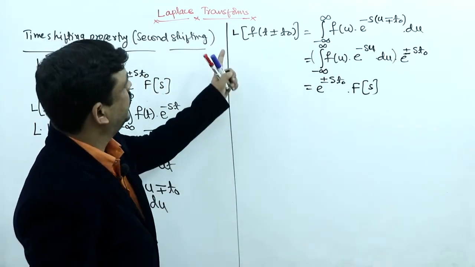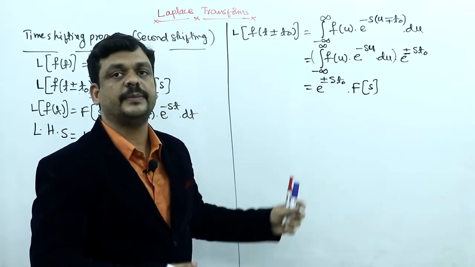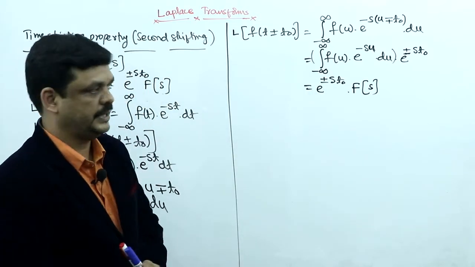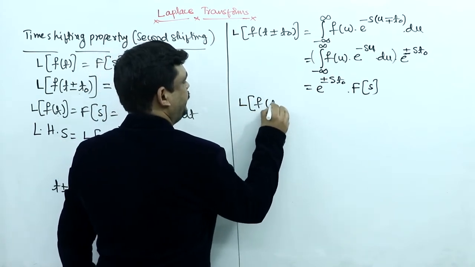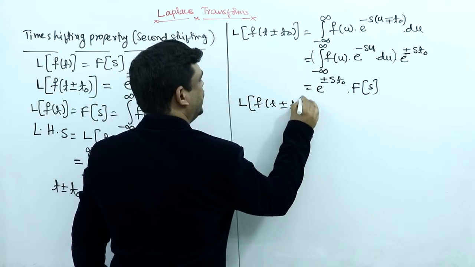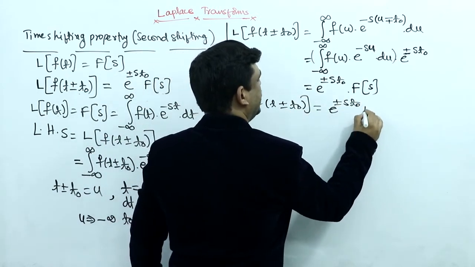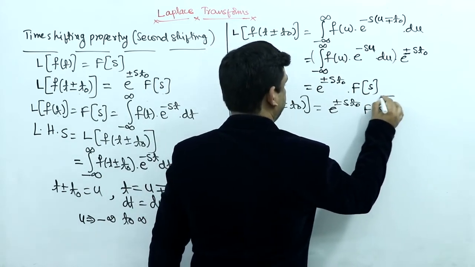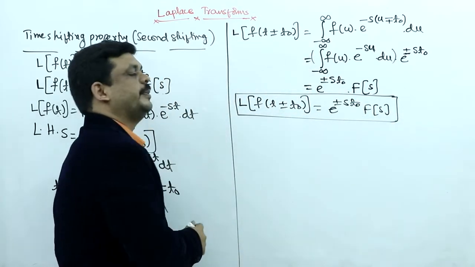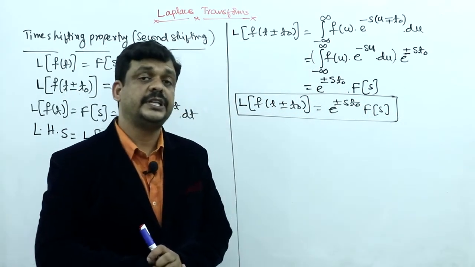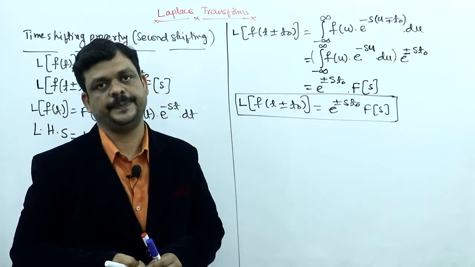See, finally Laplace transform of f of t plus or minus t naught is equal to e to the power of plus or minus s t naught into F of s, right? This property is also called the time shifting property. This is one of the important properties, the time shifting property, right? Whenever a shifting operation applies in the time domain, then immediately we have to apply this property.